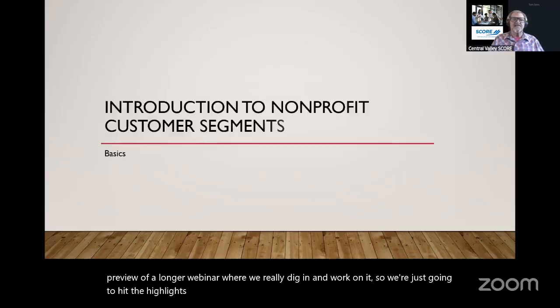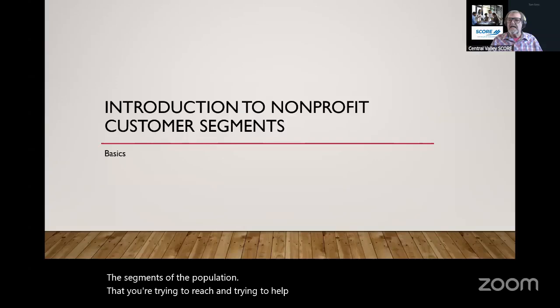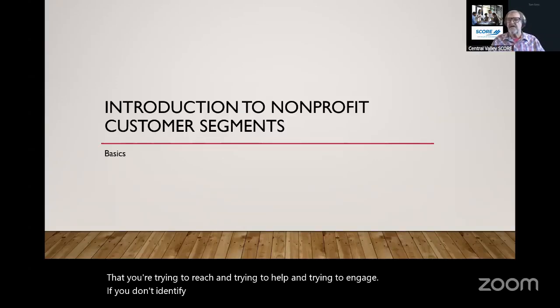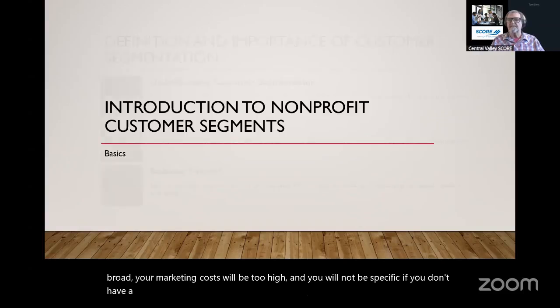The basics are that you need to identify the segments of the population that you're trying to reach and trying to help and trying to engage. If you don't identify your customer segments in any business, your reach will be too broad, your marketing costs will be too high, and you will not be specific. If you don't have a target, you'll never hit it.